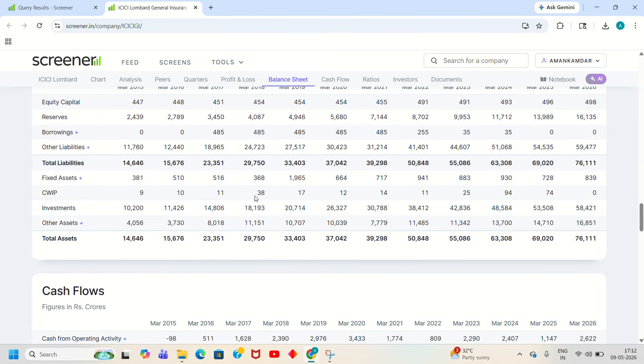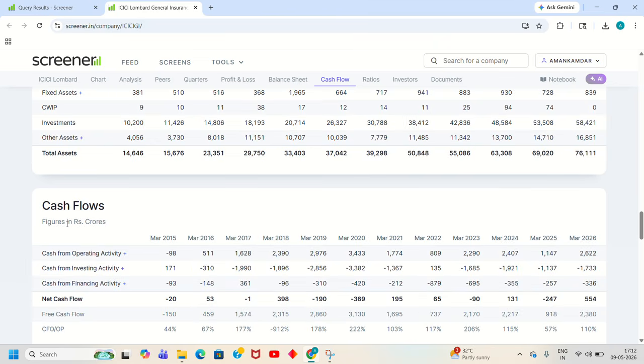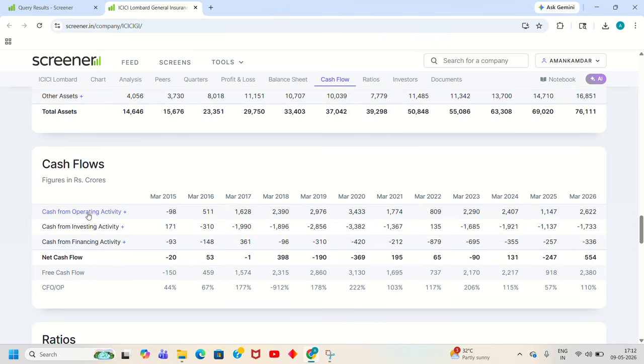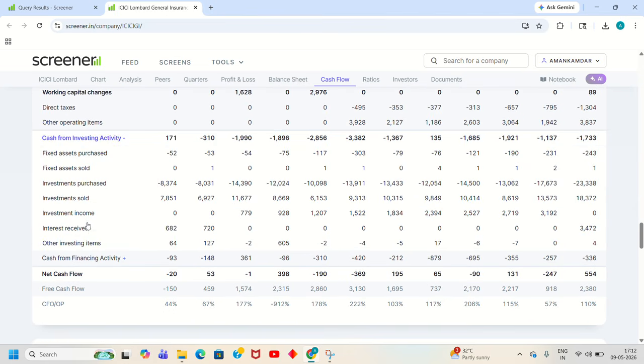Now the other liabilities, total liabilities. Now investments, the company is heavily investing currently. And total assets, the cash flow from operating activities, we can see the receivables, payables, they're also paying back. Cash flow from investing activities, fixed assets purchase, investment purchase, the company is heavily investing, and also they are selling their investments as well.